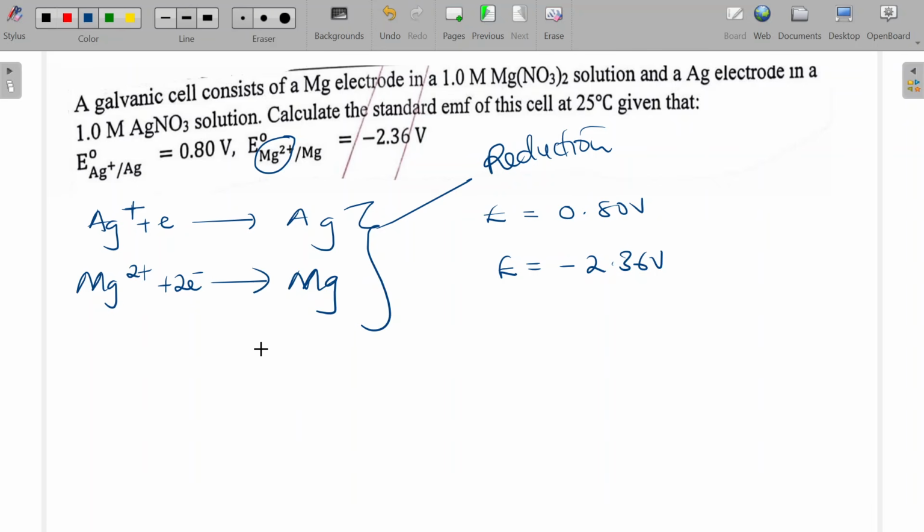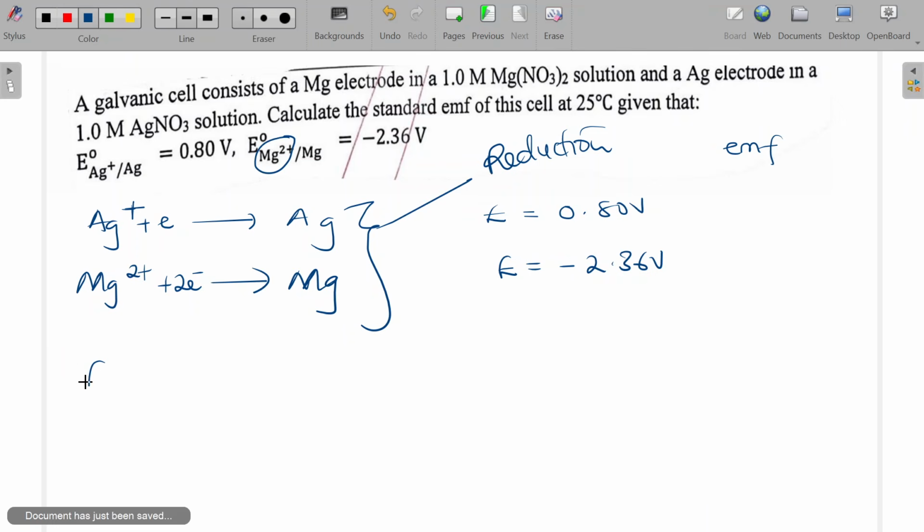So these are reduction reactions. For you to find the E cell, when they talk about EMF, it is just electromotive force. Electromotive force is just voltage. So in short, they're just asking us to find the voltage or the E cell value.